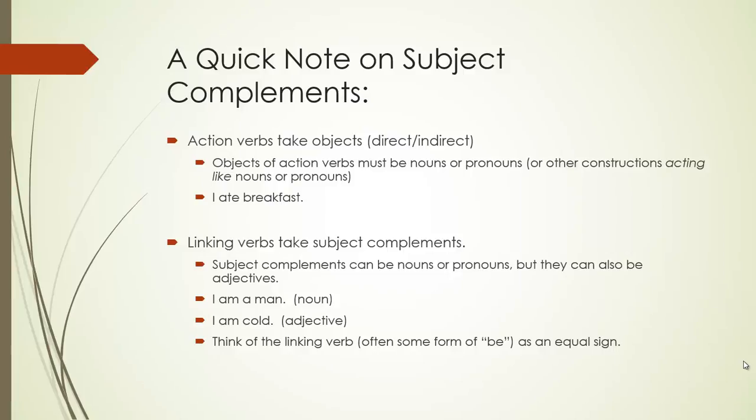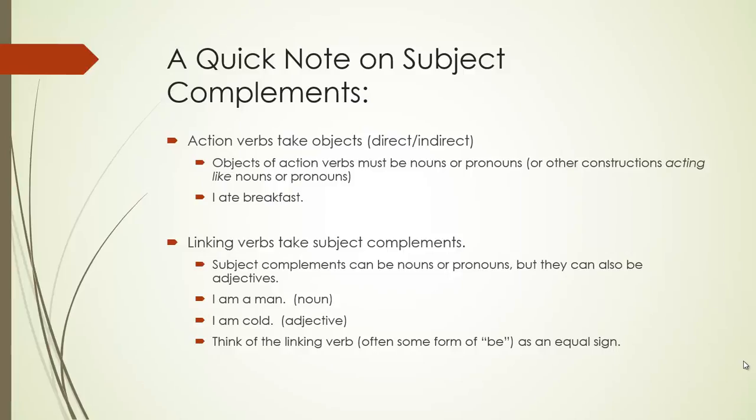Okay, action verbs, which we've been dealing with mostly so far, take objects, either direct or indirect. We'll talk about that a little bit later. Objects of action verbs must be nouns or pronouns. Okay, I ate breakfast. Ate is the verb, breakfast is a noun. I threw the ball. Threw is my verb. What did I throw? The ball. Ball is a noun.